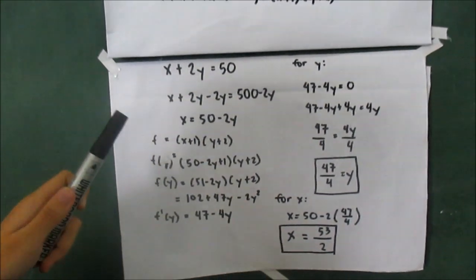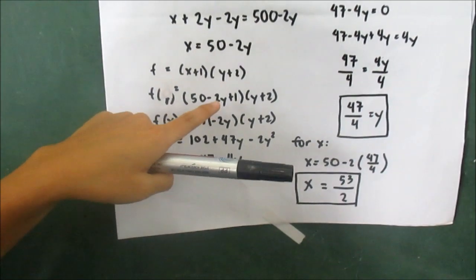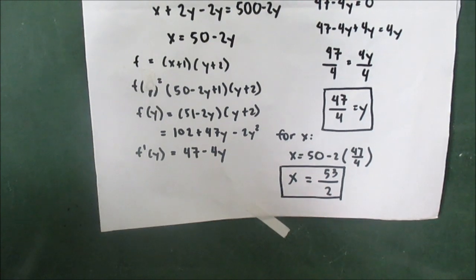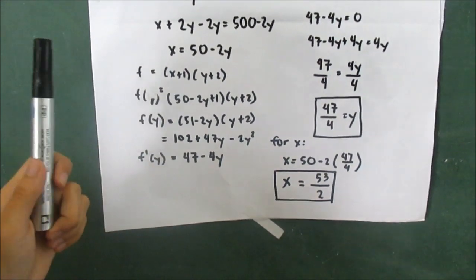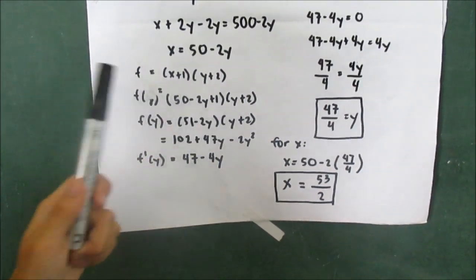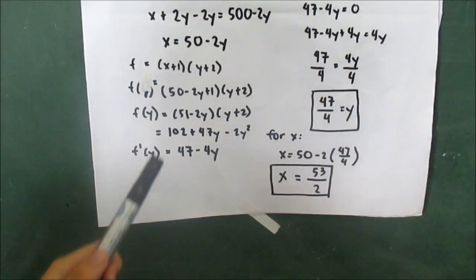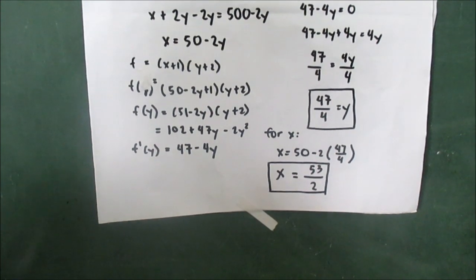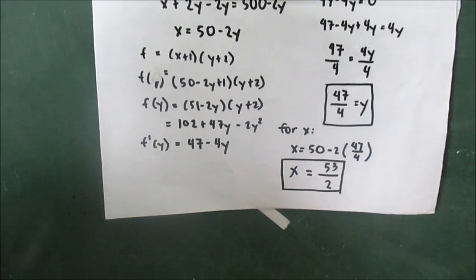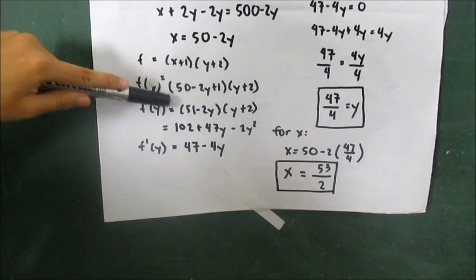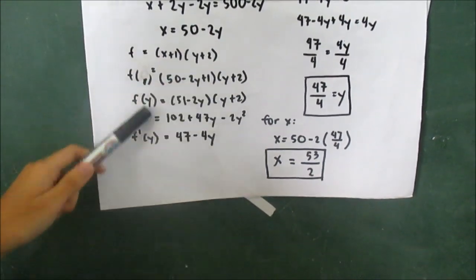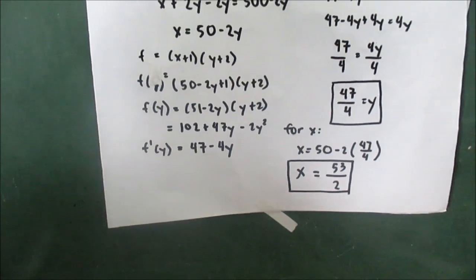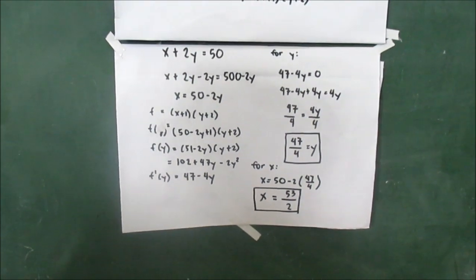and now we have 50 minus 2y plus 1 times y plus 2. Then 50 plus 1 is 51, then copy the negative 2y times y plus 2. Next we will FOIL these functions, then we're left with 102 plus 47y minus 2y squared.